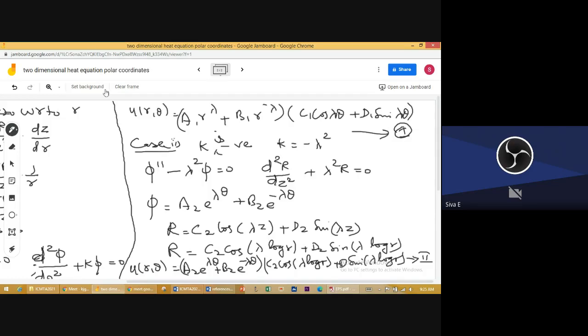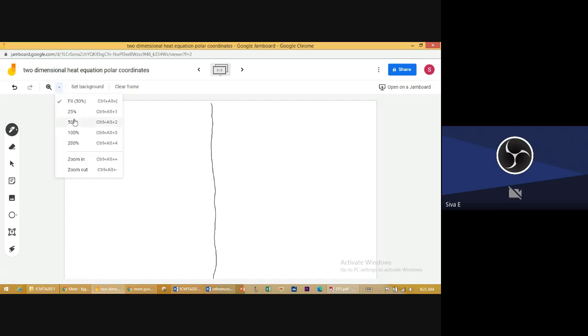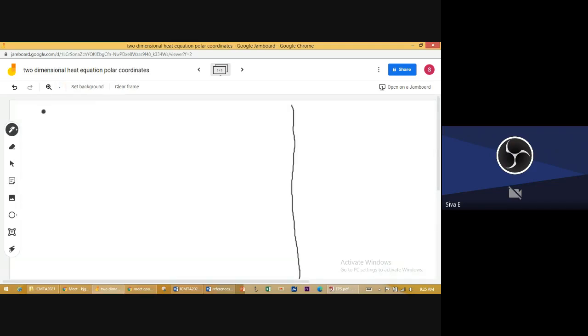This is the second possible solution. The third possible solution is in the case k equal to 0. Case 3: case k equal to 0.